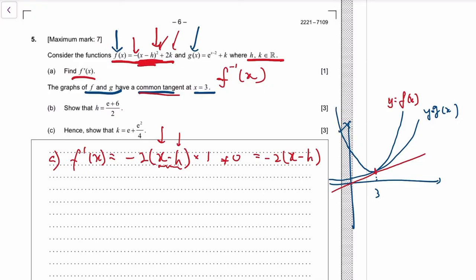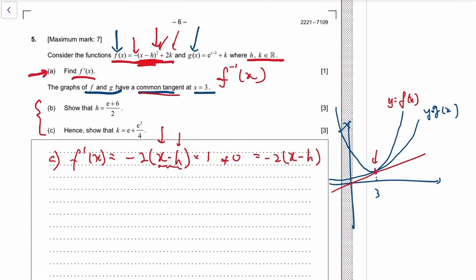So if you understand this, you can probably guess that part B and C, one of them would be because of the gradient, so you get one of the results. The other would be because they pass through this same point when x is 3. Alright, that would be how you do it. It's difficult for me to guess if B is about the gradient or C.